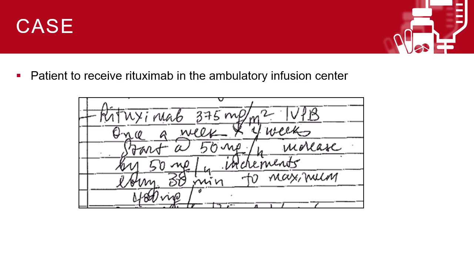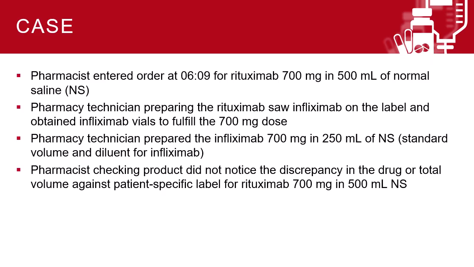In this case, the infusion center sends an order for a patient to receive rituximab 375 mg per meter squared IV piggyback once a week for 4 weeks. The order also includes infusion and titration information. Based on the patient's information, the pharmacist entered the order at 6:09 in the morning for rituximab 700 mg to be prepared in 500 ml of normal saline.